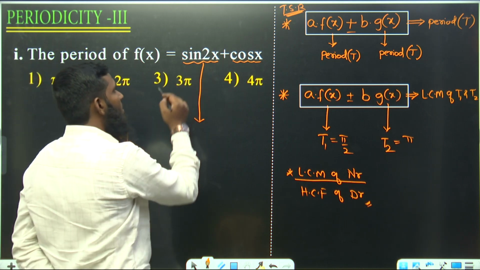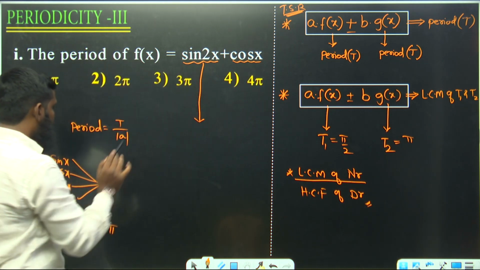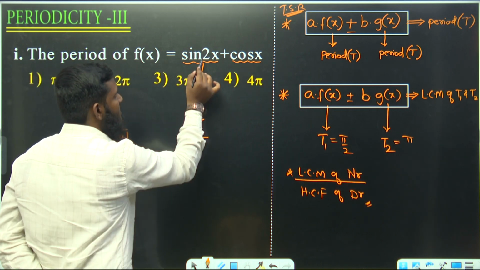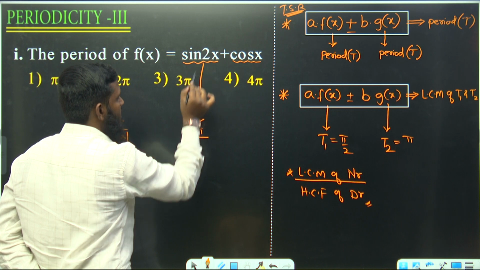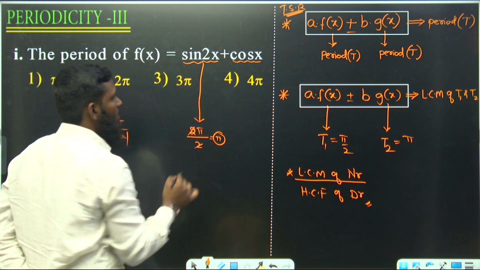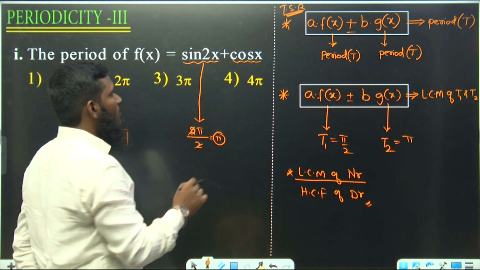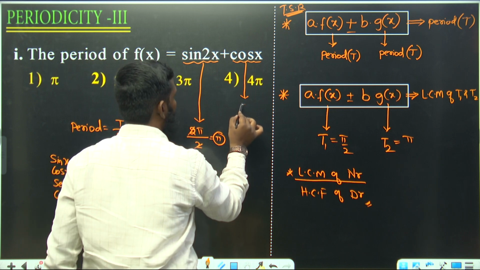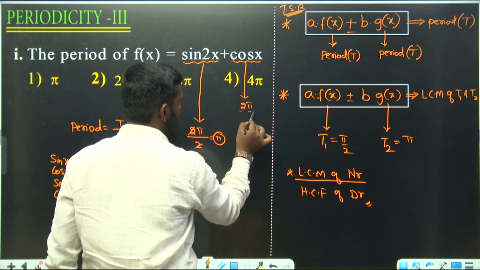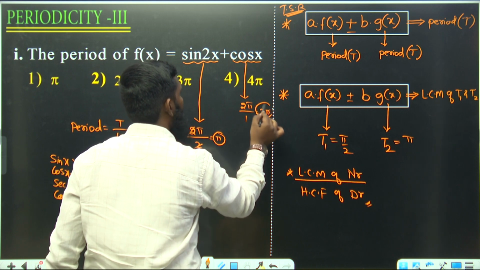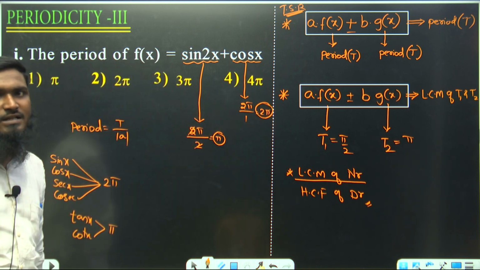So T divided by mod A. For the sine function, the T value is 2 pi. 2 pi divided by A, the coefficient of x, which is 2. The 2 gets cancelled. What is the answer? Pi. So one period is equal to pi. Now let us go for the second function. Cos x means 2 pi. 2 pi divided by A, which is 1, is equal to 2 pi. So one period is pi, another period is 2 pi.